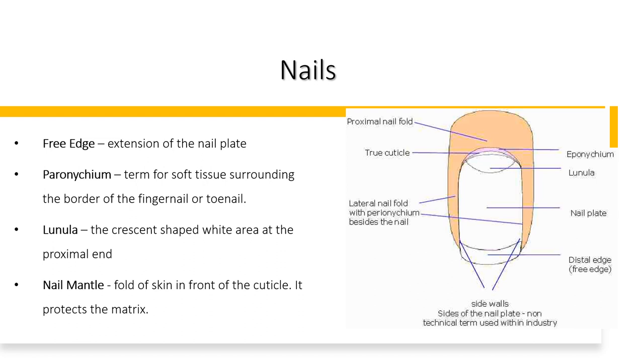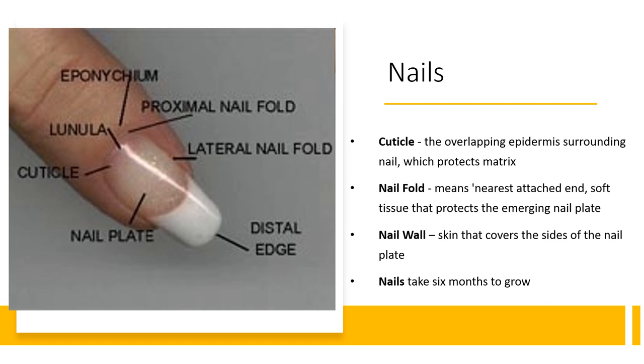Paronychium is the term for the soft tissue surrounding the border of the fingernail and the toenail. Lunula, like the moon, is also the half moon crescent shaped white area at the proximal nail, so the nearest end to your body. And the nail mantle is the fold of skin in front of the cuticle. This protects the nail matrix. The cuticle is the overlapping bit of the nail that comes around the nail at the proximal end. It's an overlapping piece of dermis that protects the matrix. The nail fold is the nearest attached end of soft tissue that protects the emerging nail plate.